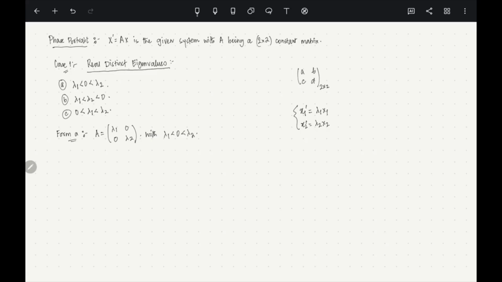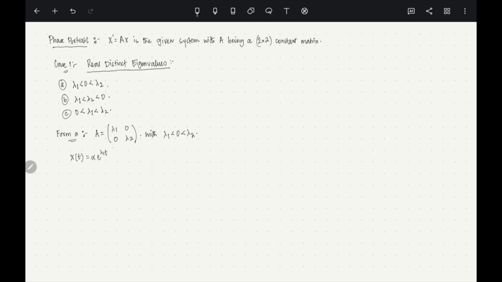Let me just write it down. We already talked about it, so I'm not discussing those parts. Let's just look at the solution now. The solution in this case will look like this: x(t) equals alpha e to the power lambda 1 t, and then the eigenvalue.